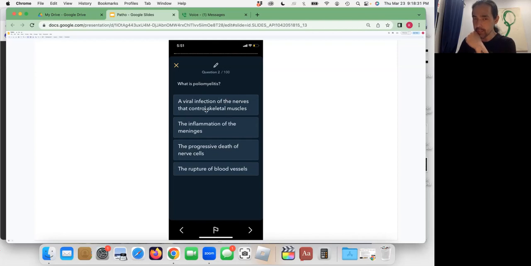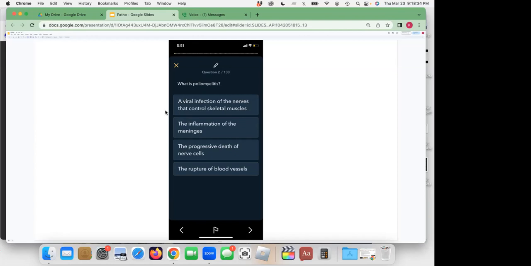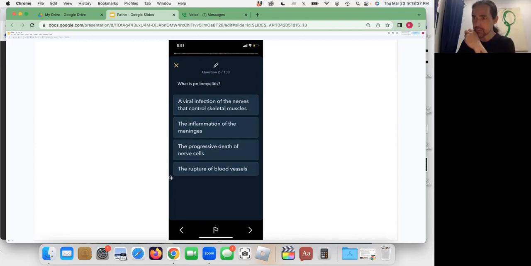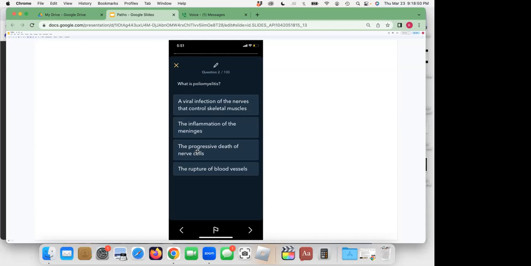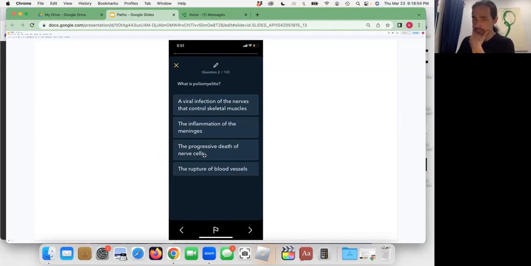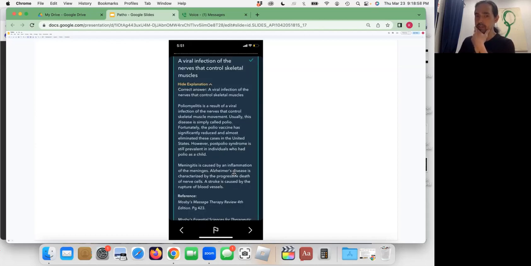If number 1 were not here, number 3 would have been fine. But your test-taking strategy is always to choose the best answer, the clearest answer, the most complete answer. So this one is more complete because it has a piece of information, the control of skeletal muscles, that number 3 does not have. But progressive death of nerve cells could be not just polio, but something like Alzheimer's disease.